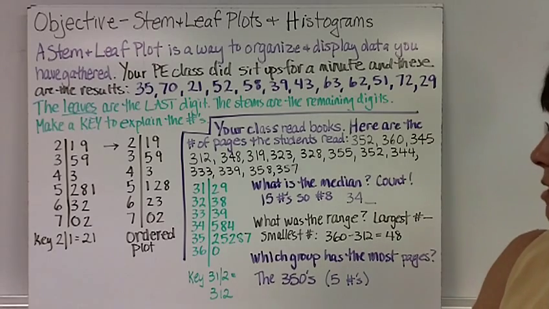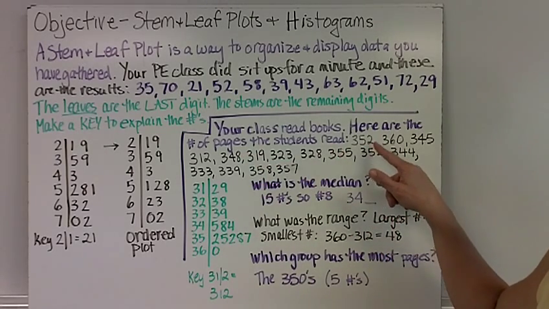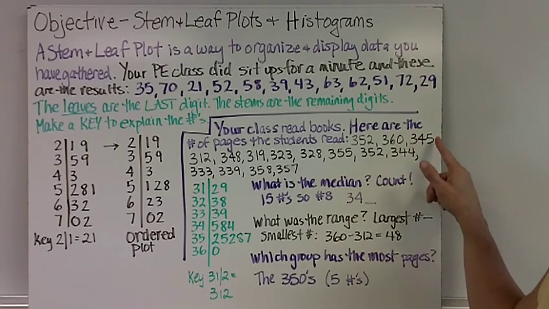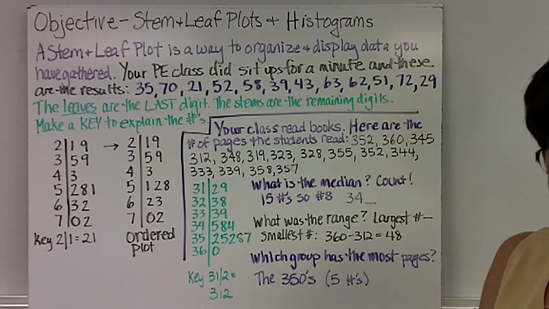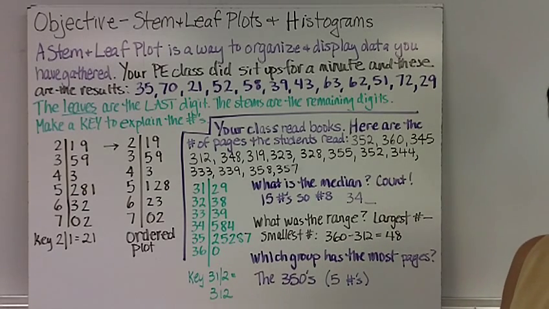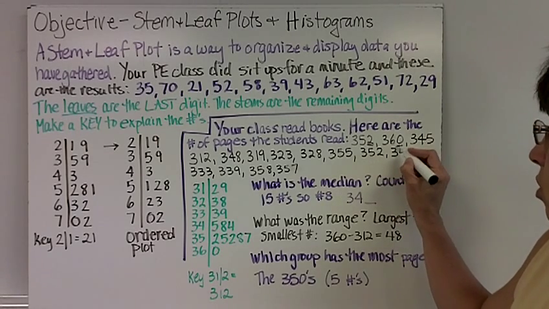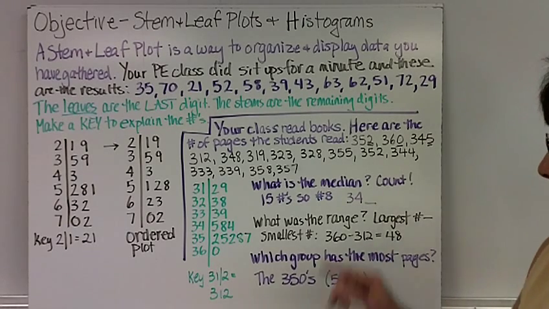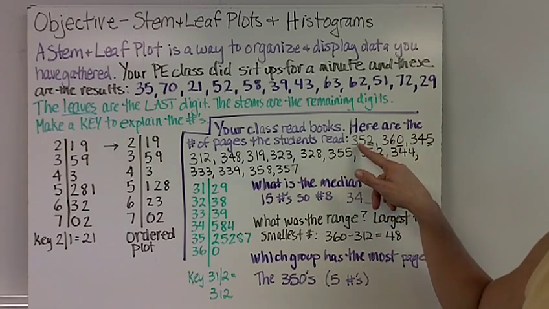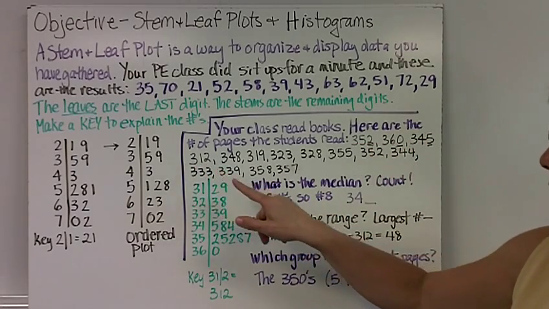All right, let's do one more. Your class has read books. Here are the number of pages that the different students read: 352, 360, 345, 312, etc. In this stem and leaf plot, the leaf, once again, is only the last digit. Only the 2, only the 0, only the 5.